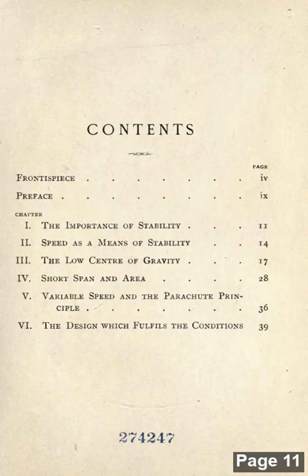Contents: Frontispiece. Preface. Chapter I, The Importance of Stability. Chapter II, Speed as a Means of Stability. Chapter III, The Low Center of Gravity. Chapter IV, Short Span and Area. Chapter V, Variable Speed and the Parachute Principle. Chapter VI, The Design Which Fulfills the Conditions.